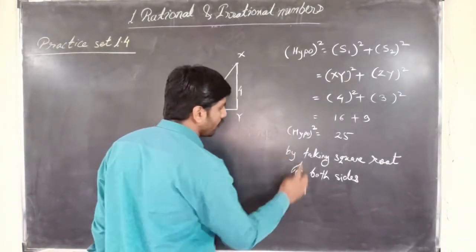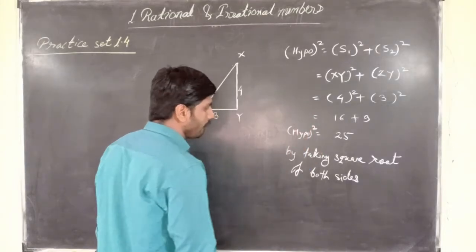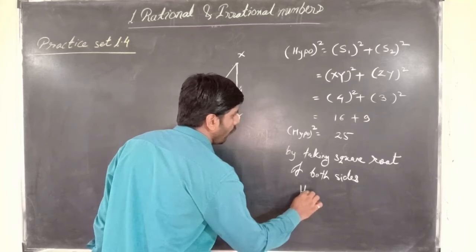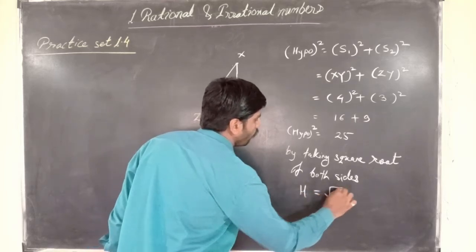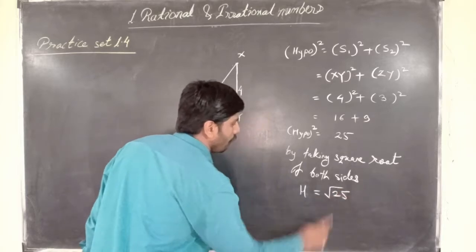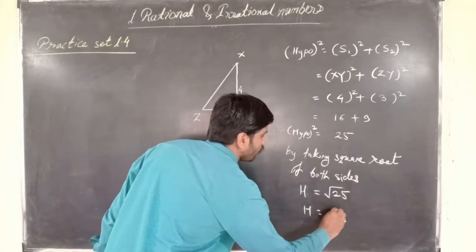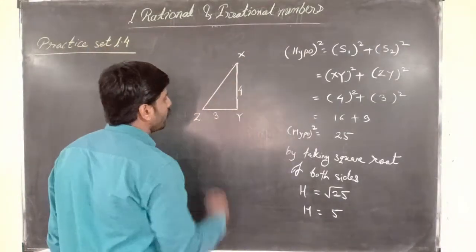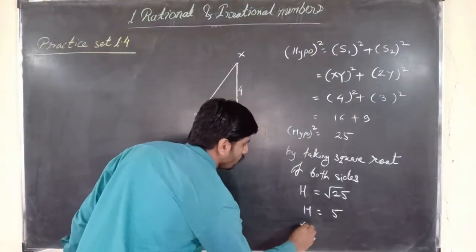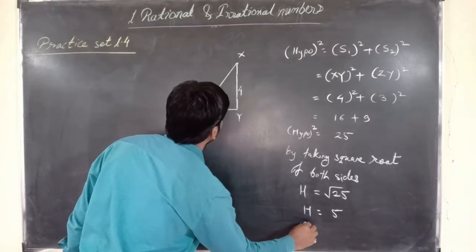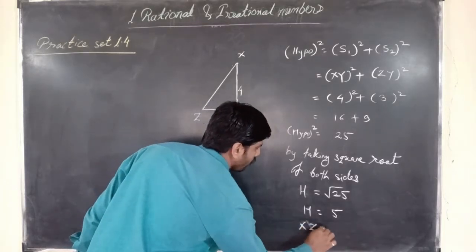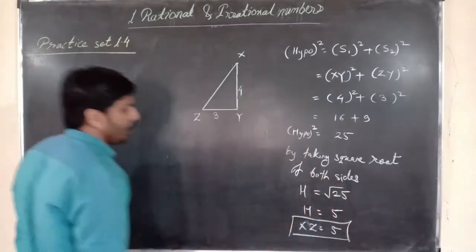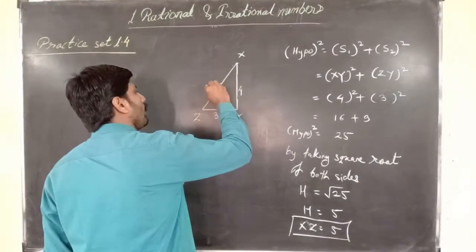So by taking square root, this hypotenuse square will get cancelled with square root and we will get length of hypotenuse is square root of 25. We know that square root of 25 is 5 unit and hypotenuse is XZ. So length of XZ is 5 unit. So length of this side is 5 unit.